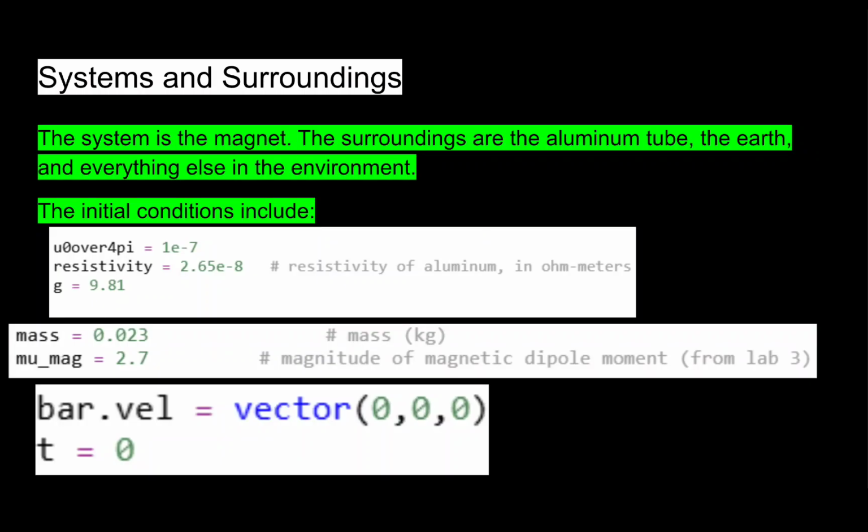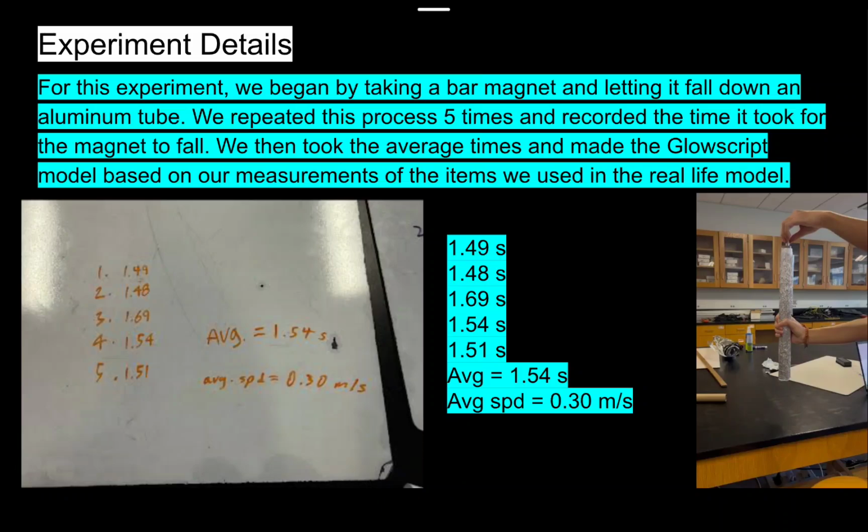For systems and surroundings, the system is the magnet, and the surroundings include the aluminum tube, the earth, and everything else in the environment. And the initial conditions really just include the constants, and then we start from time is 0 and velocity is 0, and then the measurements of the mu mag and the mass of the magnet.